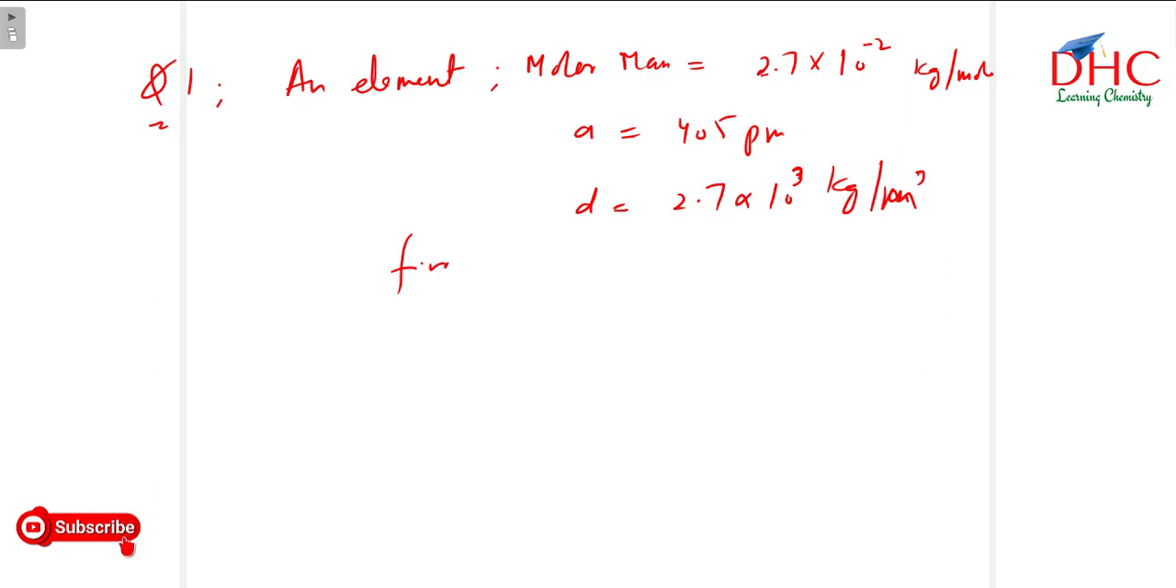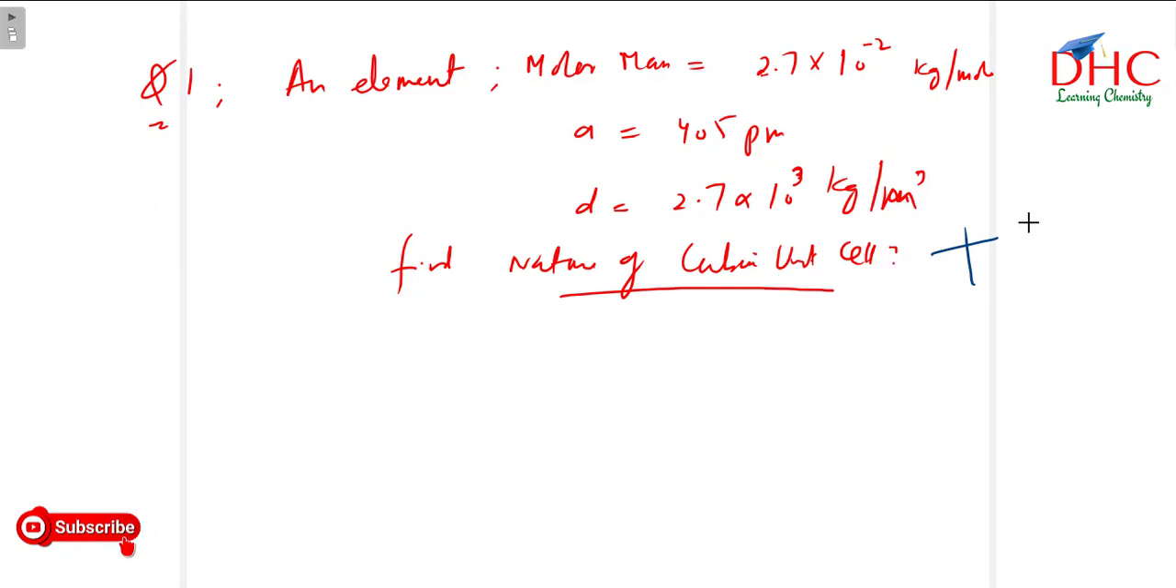Find the nature of cubic unit cell. That means you have to tell what your unit cell is, whether that is BCC, FCC or simple cubic. So you have to calculate whether the unit cell is simple cubic, BCC or FCC. You have to tell the nature.